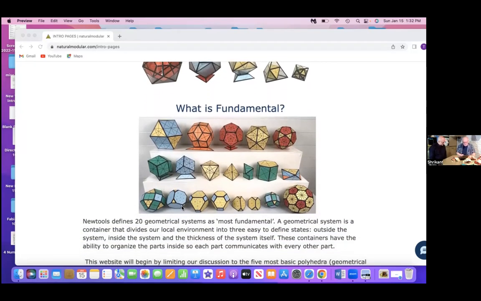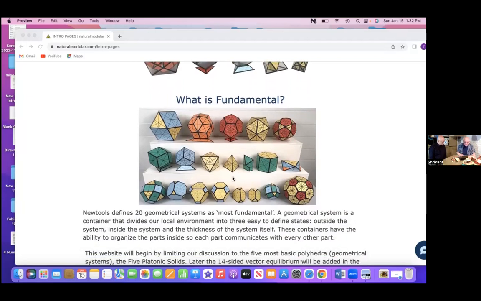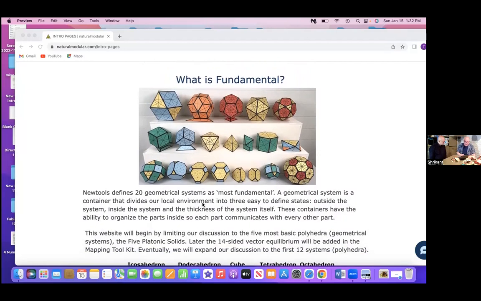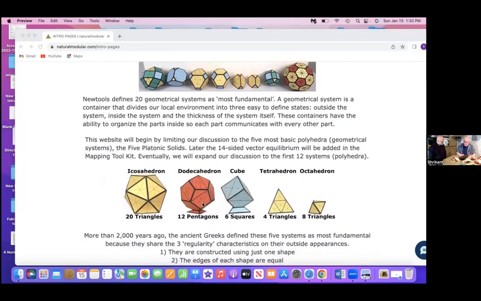So here are the 20 systems that Newtools geometry defines as most fundamental. On the website, we will cover all of these. All of these are the truncated ones. This is the buckyball. This is the truncated rhombic dodecahedron. This one with the corners sliced off. And each one of them is the cube with the corner sliced off, the octahedron with the corner sliced off. But we don't get into any of those right now. But there's some really interesting modular ideas in those as well. And there's some all space filling.